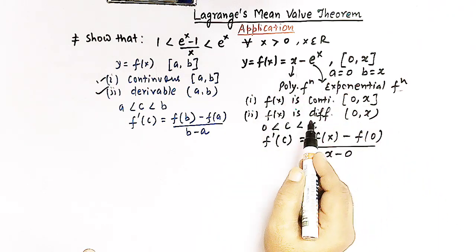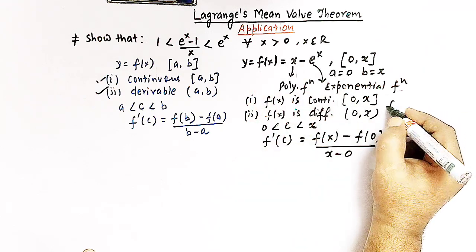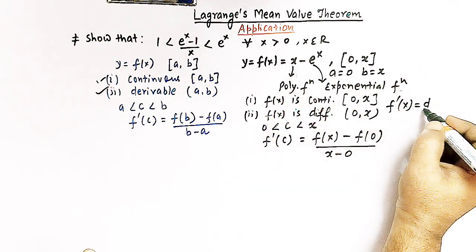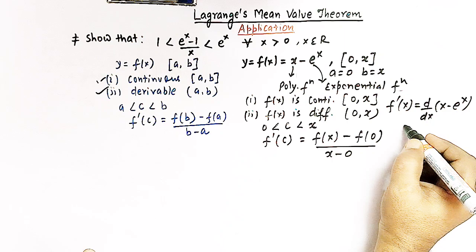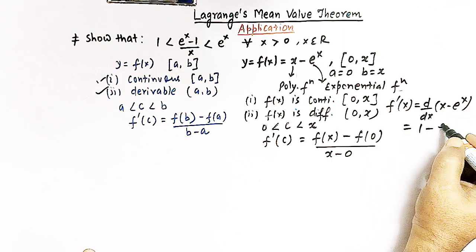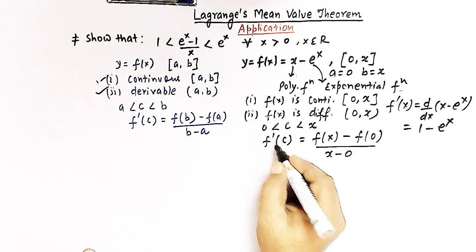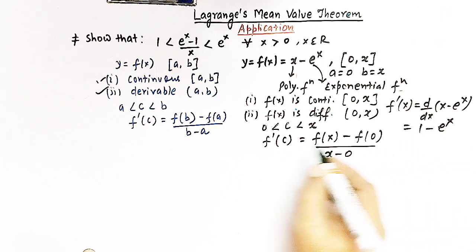So now let us find out the derivative of f of x. So f prime of x is given by d by dx of x minus e raised to x. So the derivative of x is 1 and the derivative of e raised to x is e raised to x. So here f prime of c can be obtained by replacing x by c.